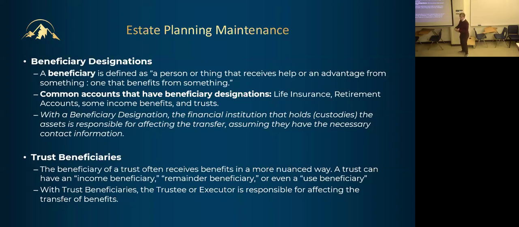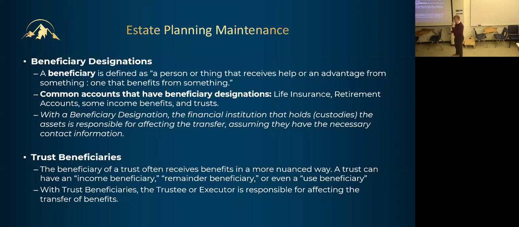Common accounts that have beneficiary designations: life insurance, because that's the whole point of it. You have an insurable interest in somebody, or it's yourself or whatever. You get a life insurance policy, and then on your death within the term, it goes to the beneficiary, and they get those proceeds. Retirement accounts, like an IRA or a Roth IRA, have beneficiaries as well and work sort of the same way.